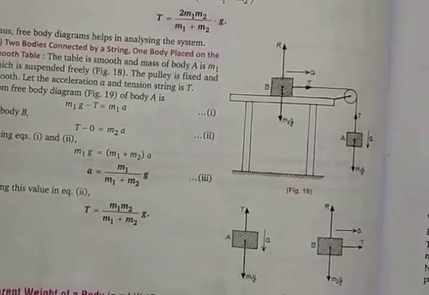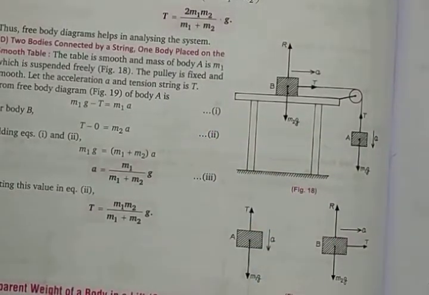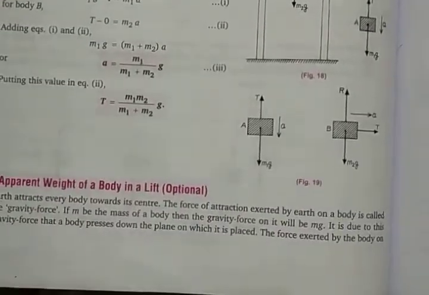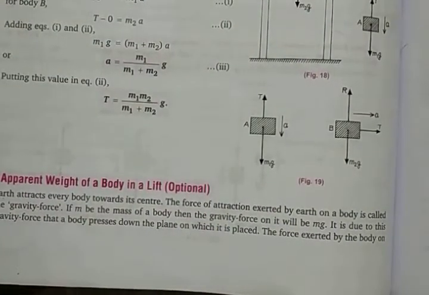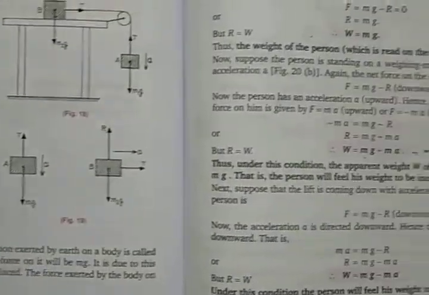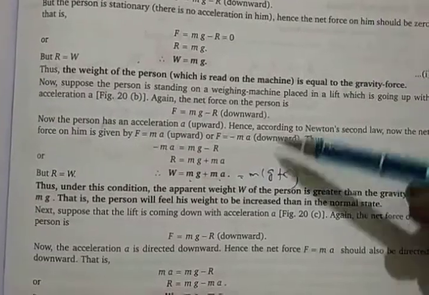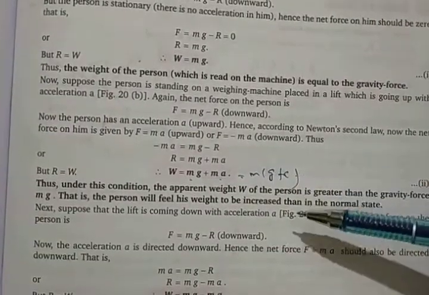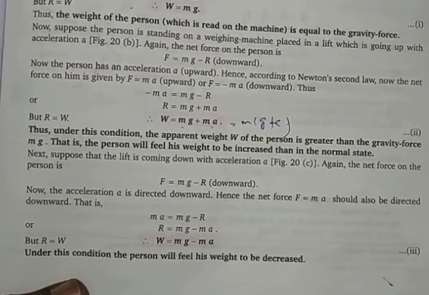And the last one is this particular thing. It doesn't have much. It is just an expression here. The last part is optional. You need not learn this one, but the concepts are quite important. We already gave a quick representation. I already gave: when the lift is going up with acceleration, m plus g plus a. When it's coming down with acceleration, g minus a. You already know this one, right?